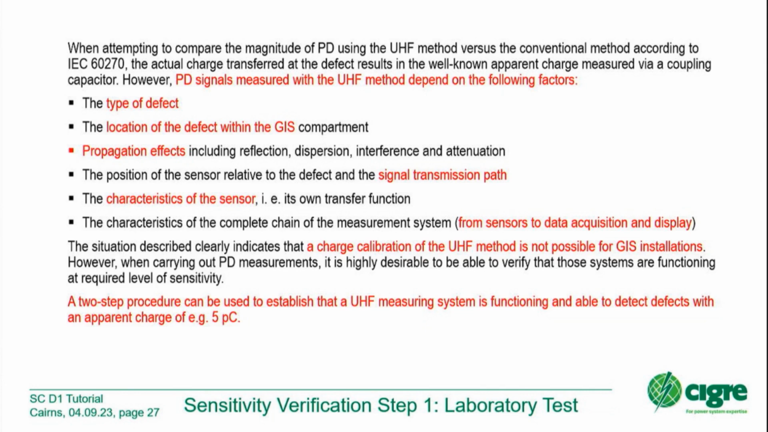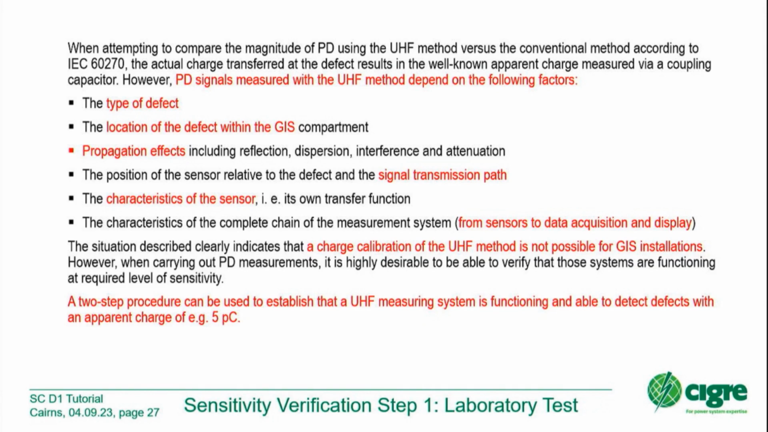When we talk about the capture of the PD signals at the antenna, we have to think about some factors. And the factors are the type of defect, because the protrusion is showing a different PD pattern and a different signal answer in the UHF range compared, for example, with a moving particle.